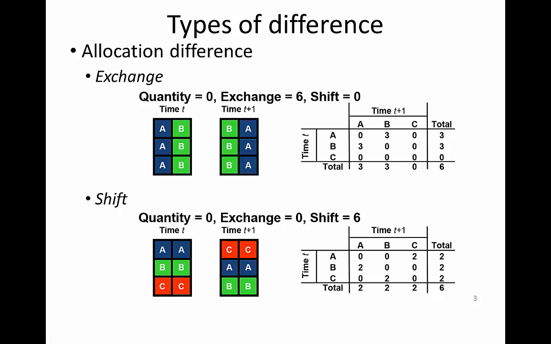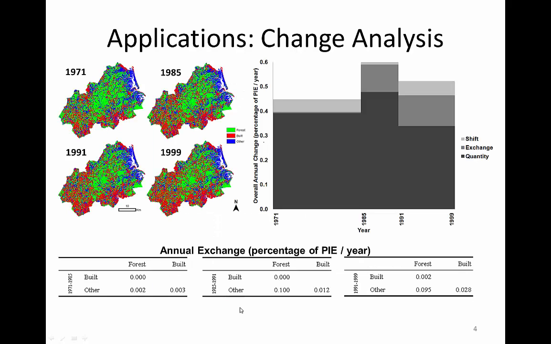The quantities are identical, but the allocation of the categories is less than maximum, but exchange is not occurring. Shift occurs when, for example, one element classified as A at time t plus 1 is classified as B at time t, but the opposite case does not occur. That means there are no elements classified as B at time t plus 1 that are classified as A at t. One of the implications of this definition is that for shift to occur, it is necessary that one of the maps has at least three categories.